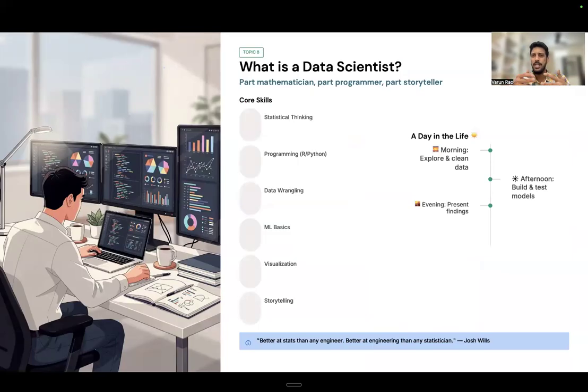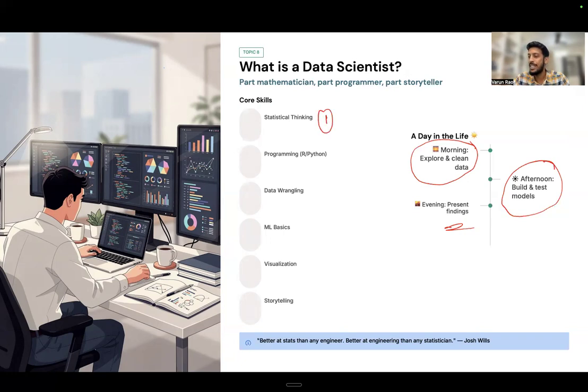So what is the general routine of a data scientist? What does he do? He goes in the morning to the office, he explores and cleans the data. In the afternoon, he builds test cases, and finally he presents the findings. This might not be as simple as morning, afternoon, and evening, but yes, one day he might work on this, the second day he would be building models, and the third day he would be presenting the findings. And again, the approach goes on and on and on.